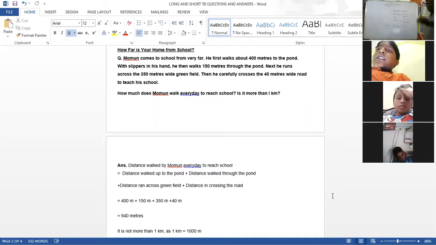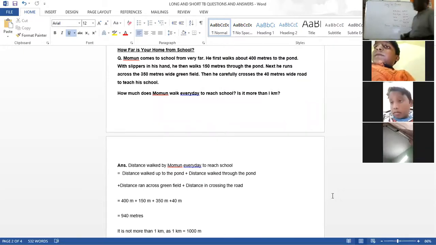From home to school, he covers 940 meters. 940 is the total of all the different distances you are adding. 940 meters is less than 1 kilometer because 1 kilometer means 1000 meters, and 940 is less than 1000.